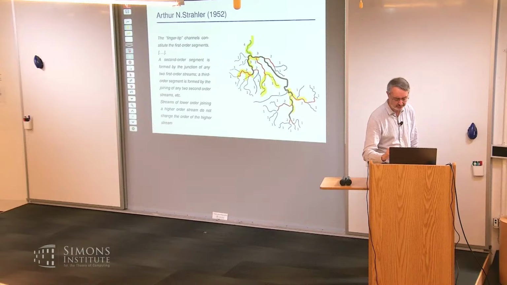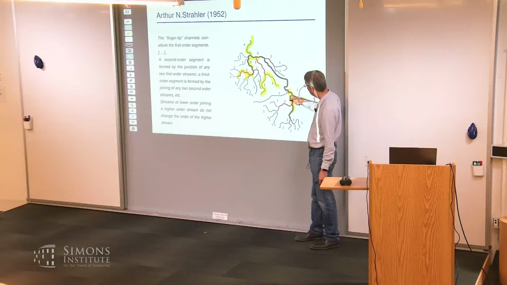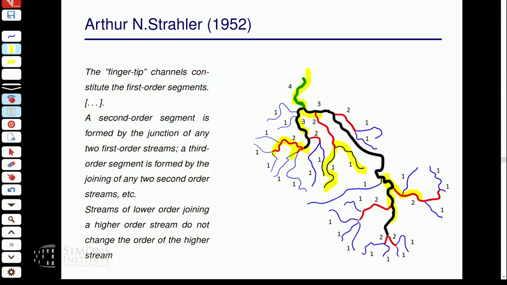Well, in this, a segment is colored black if it has a Strahler number 3, right? So here, this segment has a Strahler number 3. This segment has a Strahler number 2, right? And then this segment has a Strahler number 3. Okay, good. So the colors just tell you that I have colored the segments according to their Strahler number.